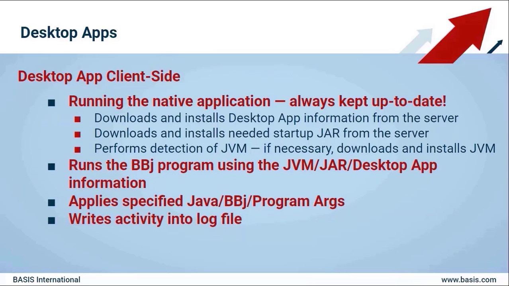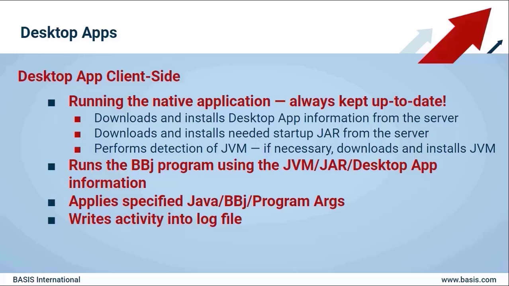Okay, so the running native application is always going to be kept up to date, which is far superior to what you had before with WebStart, because you'd have to go repackage it every time you got a BBJ update or a Java update. It's going to download and install the desktop app information, and it's going to download the startup jar that's needed from the server. So as that changes, as you upgrade BBJ, it'll automatically be downloaded and used. It performs a detection of the JVM, and if necessary, it downloads and installs the JVM. And mostly that'll be a JRE. I mean, you can use a JDK, but JRE is the smallest that we need to run.